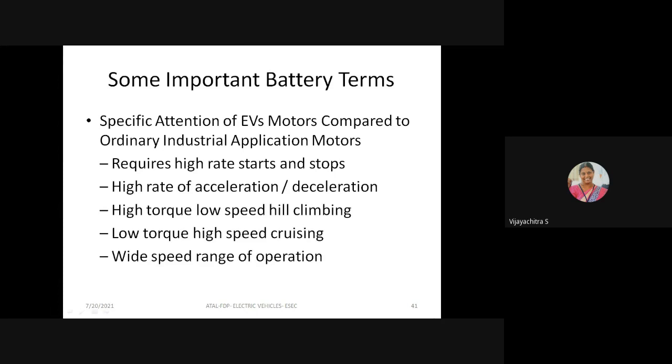Specific attention goes to electric vehicle motors compared with ordinary industrial application motors. They require high rate starts and stops. Some of these motors can also be applicable to other industrial applications, and those terminologies may be suitable for such motors too. But when we choose motors for electric vehicles, we have to consider whether they can provide high rate starts and stops, high rates of acceleration and deceleration, high torque at low speed for hill climbing, low torque at high speed for cruising, and a wide speed range of operation. All these are the requirements when we select EV motors for our electric vehicles.